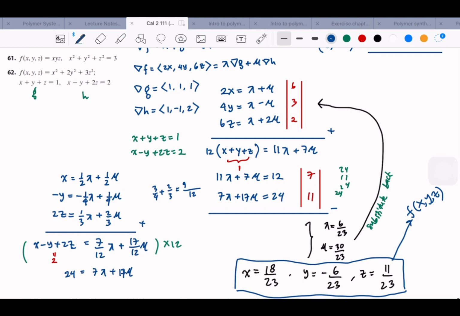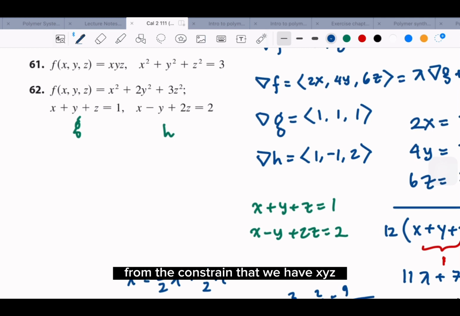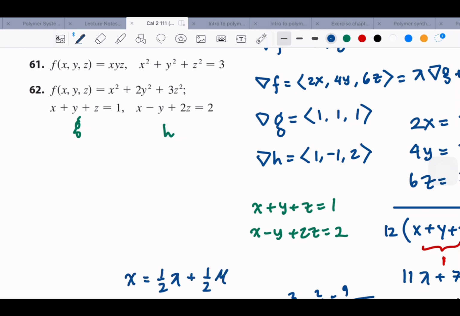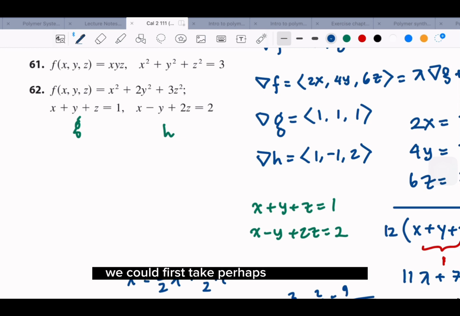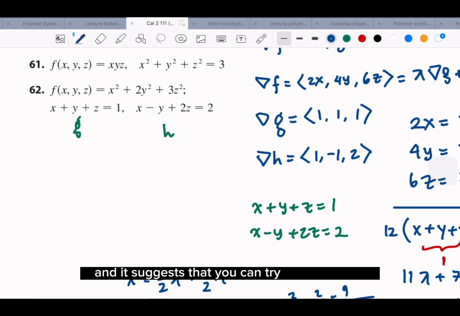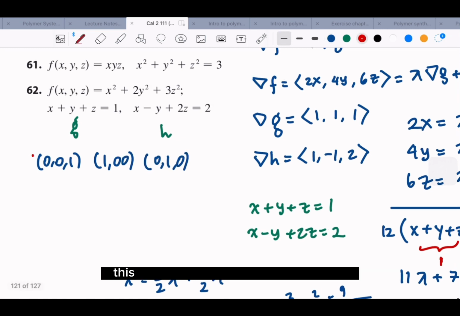I think you can see from the constraint that we have x, y, z. Okay. So from these two constraints here, we could first take perhaps 0, 0, 0, but I think it's not satisfied because different values, right? So we could explore another point, and it suggests that you can try 0, 0, 1, okay? Or 1, 0, 0, or 0, 1, 0. But at the end of the day, this one is satisfying both constraints.